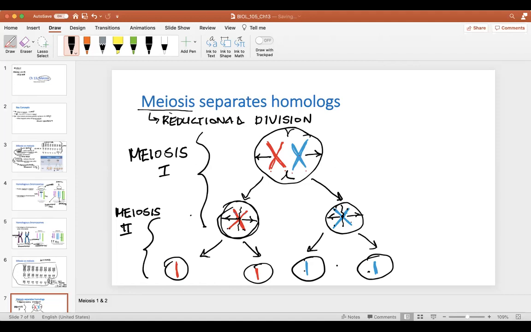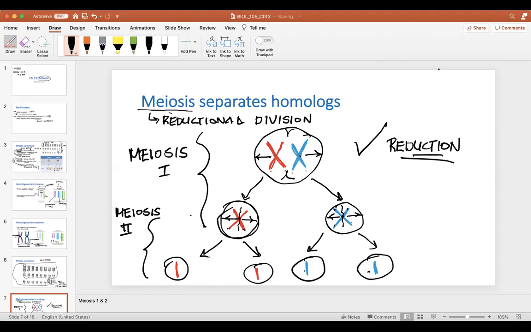So the way that we accomplish our reductional division in meiosis is by inserting this extra step, okay? So it's meiosis 1. This is where the reduction occurs. Meiosis 1 is where the reduction occurs, okay? Because what happens here is the entire homolog gets pulled apart.